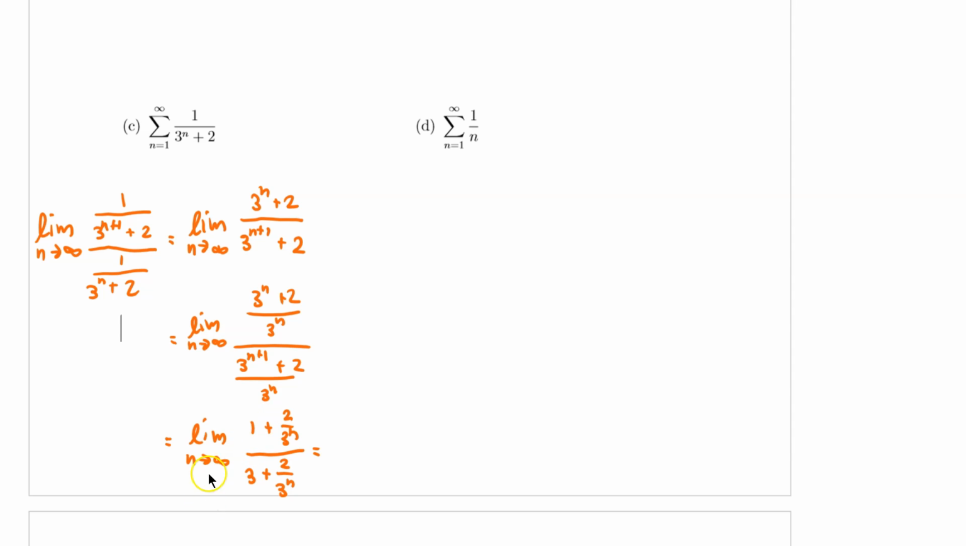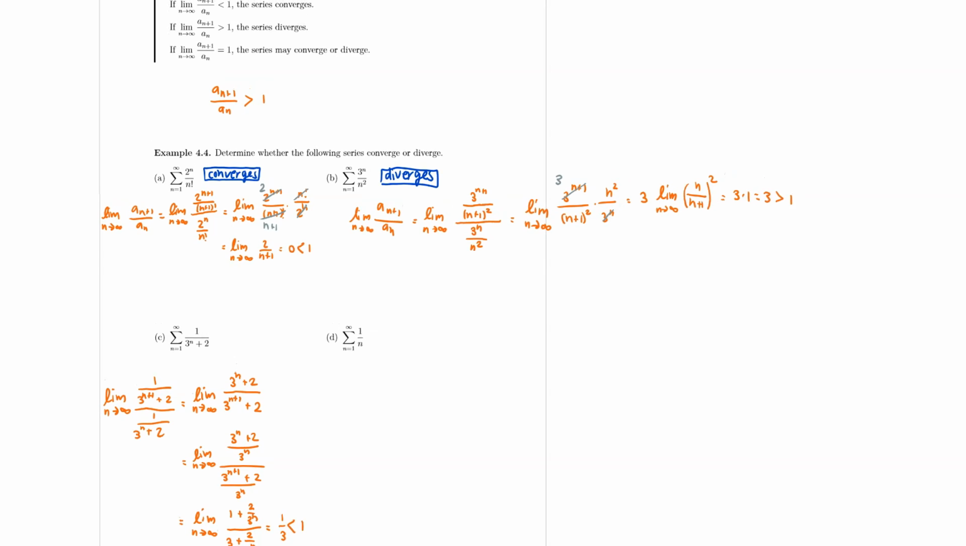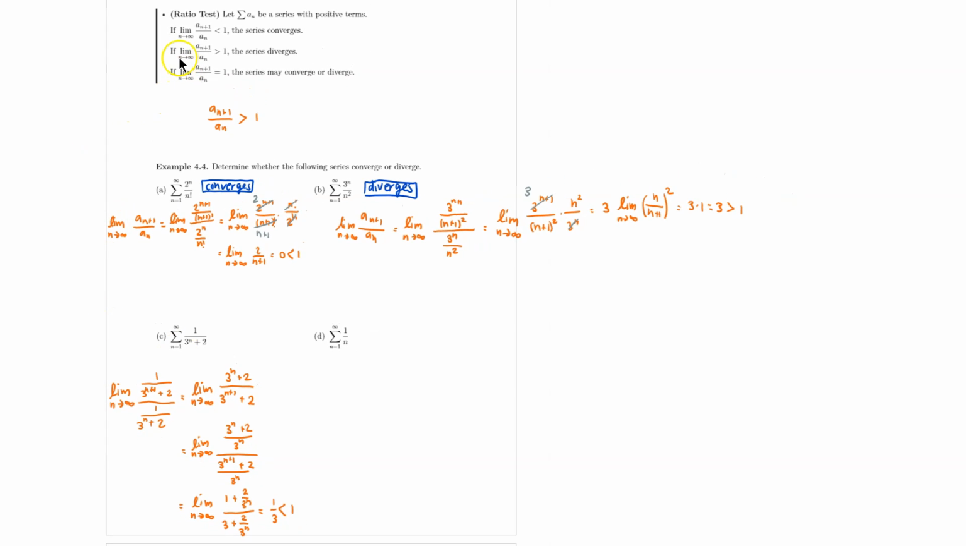Now then, when n gets really large, 3 to the n is also going to get really large. So 2 over 3 to the n is going to approach 0, and this one, 2 over 3 to the n, is also going to be 0. So this limit is going to be just 1/3, which is less than 1. So whenever the limit of the ratio between consecutive terms is less than 1, I can conclude that the series is going to converge. And this is the same conclusion that we had earlier. So this one is going to converge.